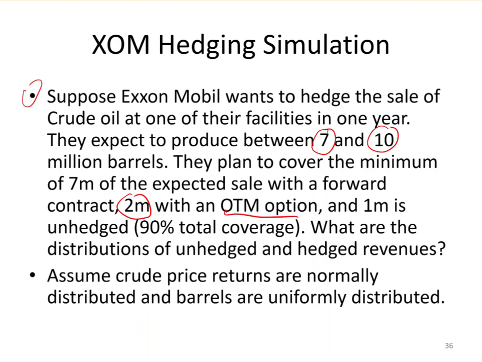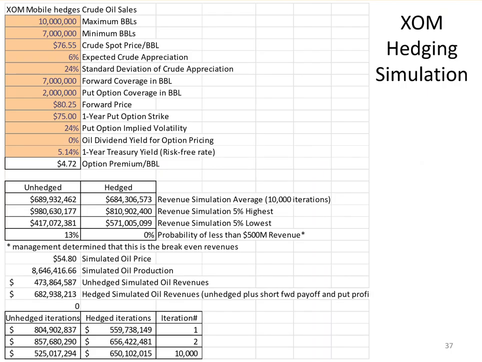So that is 7 million covered with a forward, and then another 2 million with an option, and then 1 million is unhedged. So some risk is going to be left over. We're going to assume crude prices are normally distributed and barrels produced by ExxonMobil are uniformly distributed between 7 and 10 million. So let's get to the model and fill it in.